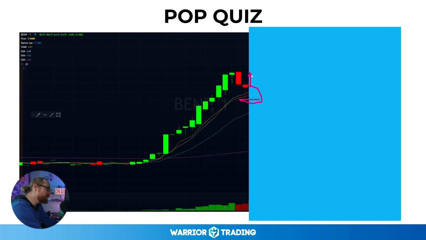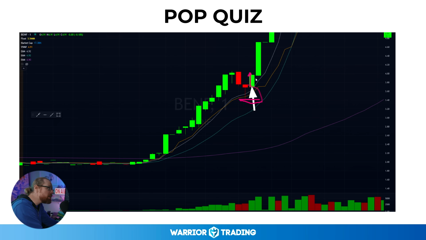Your entry is right here. First candle to make a new high. Profit target: a break through the high of the day. And do we get it? We do. And we get a squeeze all the way up to $4.60, $4.90, up through $5.